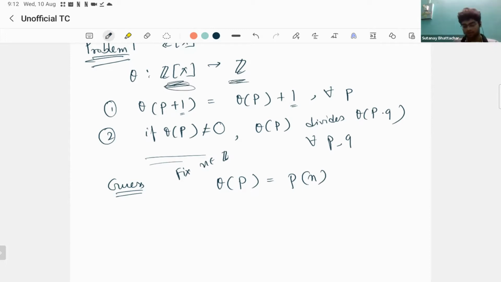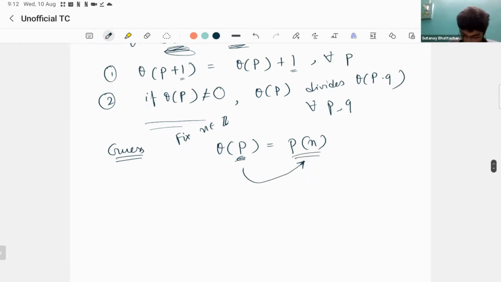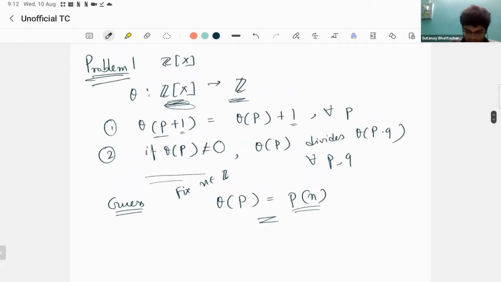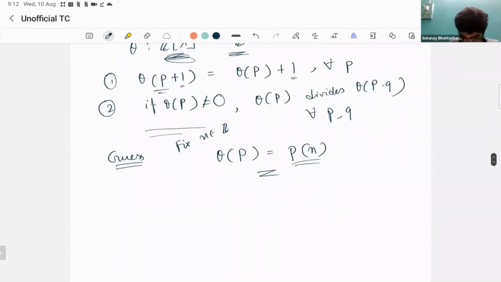So basically what this function does is it takes in as input this p and evaluates that polynomial at n and spits out this integer. So if you evaluate an integer valued polynomial, that is an integer. So this is a valid example. You can easily check that.